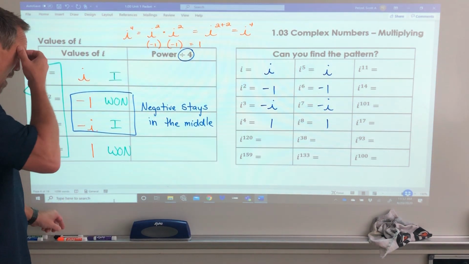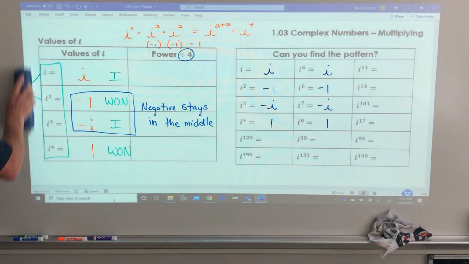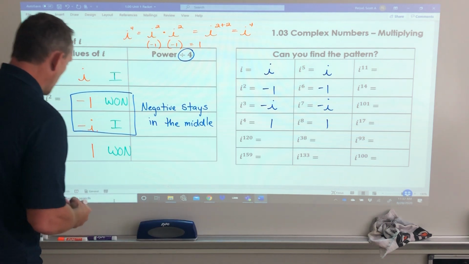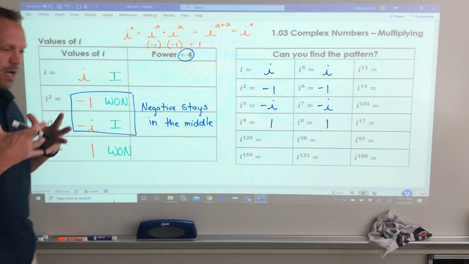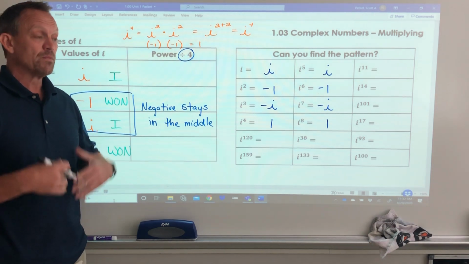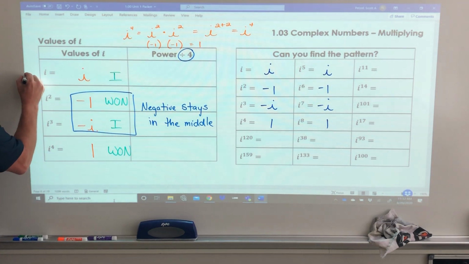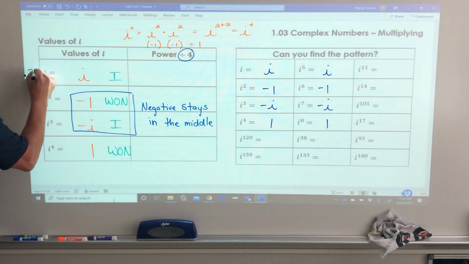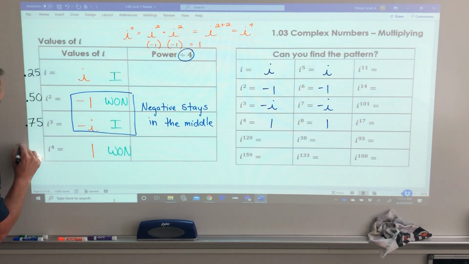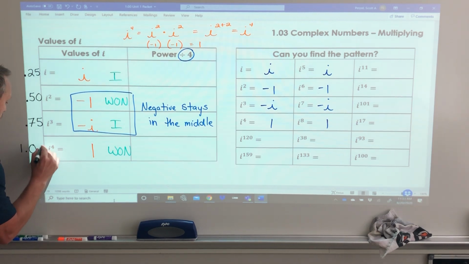Why is that the case? I'm going to show you a little thing over here to the side that I always use as well. Since we're dealing with a loop of 4, I always think of 4 as money or quarters. 25 cents, 1 quarter. 50 cents, 2 quarters. 75 cents, 3 quarters, and $1, 4 quarters.